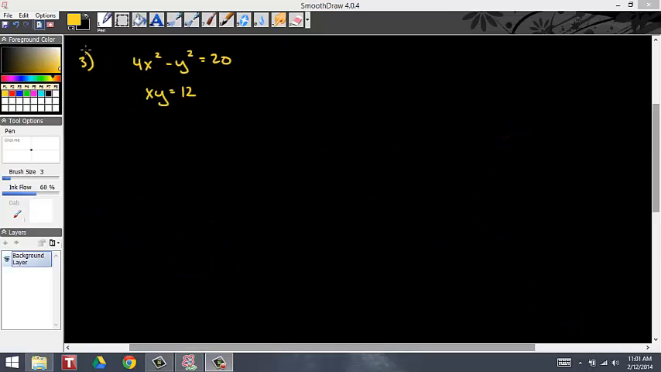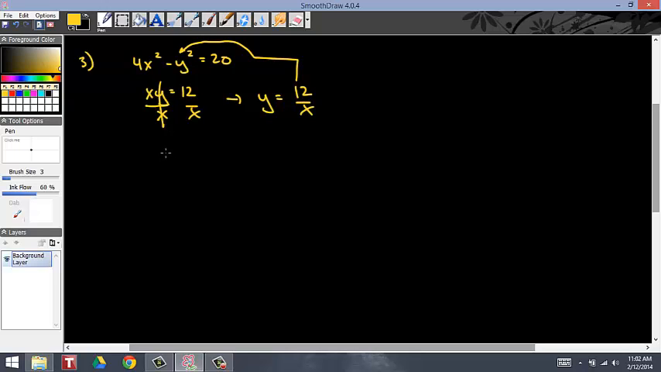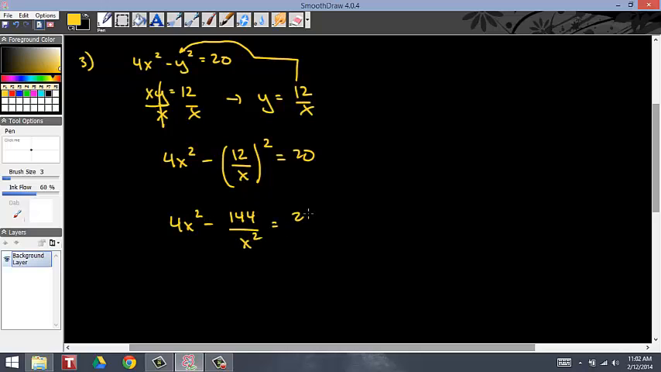Okay. All right, here comes problem 3, the evil problem. First thing I'm going to do is get y by itself. So I'm going to go ahead and divide x out. So I'm going to get y equals 12 over x. And then from here, class, does it make sense that we're going to substitute that into y right here? Yeah. So we're going to get 4x squared minus 12 over x squared equals 20. So then this becomes 4x squared minus 144 over x squared equals 20.